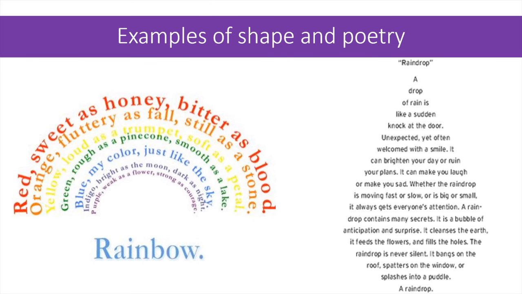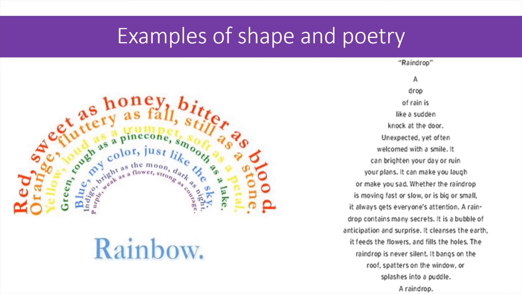Our first example over here is called Rainbow. Red, sweet as honey, bitter as blood. Orange, fluttery as fall, still as a stone. Yellow, loud as a trumpet, soft as a petal. Green, rough as a pine cone, smooth as a lake. Blue, my color, just like the sky. Indigo, bright as the moon, dark as night. And then purple, weak as a flower and strong as courage.